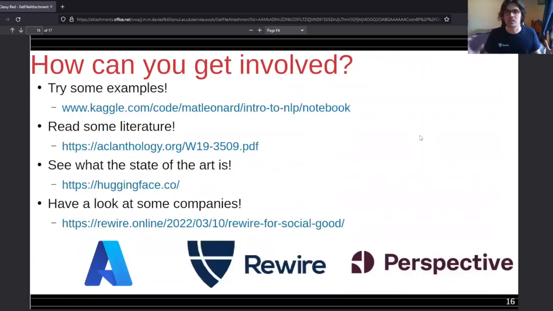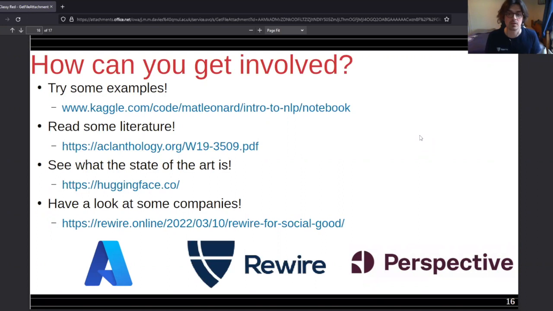Okay, so after all this and some of the difficult talking points, how can you get involved in this? And you should absolutely get involved in this. Well, you can try some examples. Kaggle.com, which I mentioned in the last talk as well, has some great examples. One of them from Matt Leonard is an intro to NLP. It's a notebook that you can follow along with, especially if you code in Python. You can read some literature. I've linked a PDF, which does a great talk on natural language processing and indeed content moderation. Look at what the state of the art is, like Hugging Face, libraries like that.